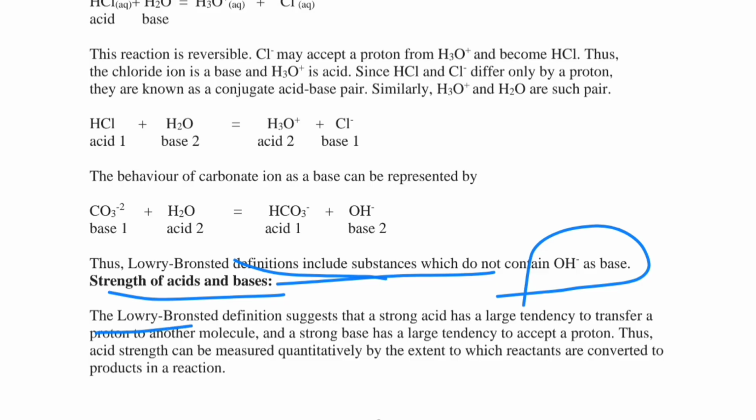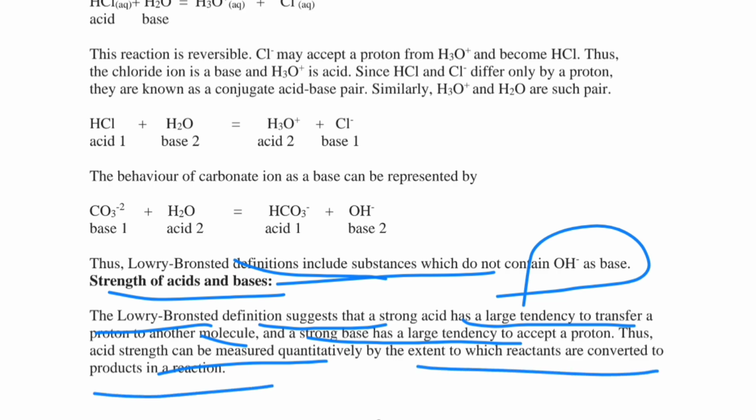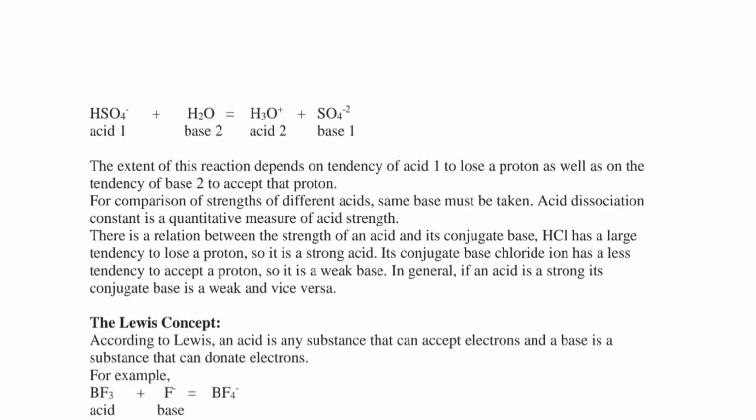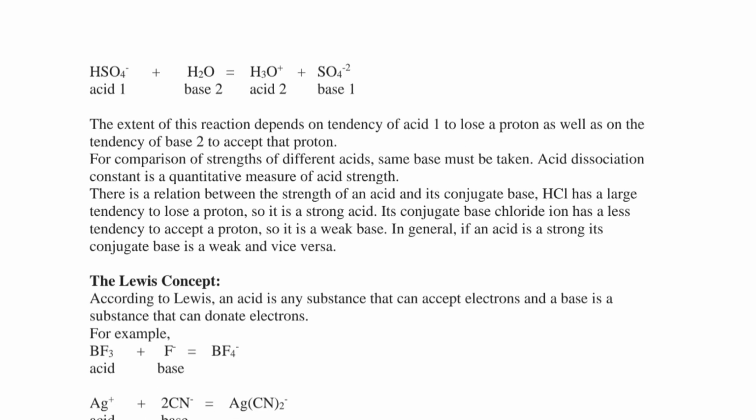The strength of the Bronsted-Lowry definition suggests that a strong acid has a tendency to transfer a proton to another molecule, and a strong base has a larger tendency to accept a proton. Thus, acid strength can be measured quantitatively by the extent to which reactants are converted into products. Another example here, you can see SO4 negative and H2O.